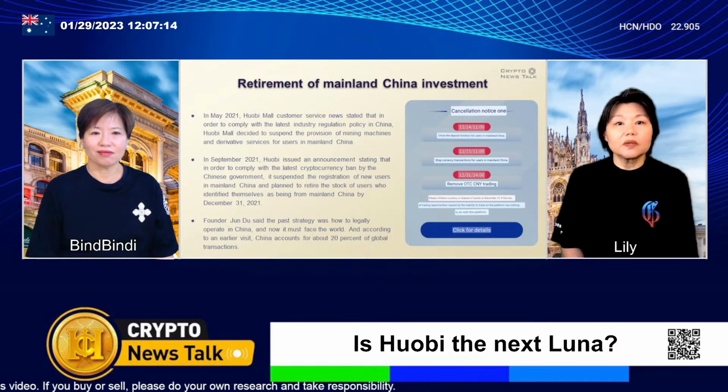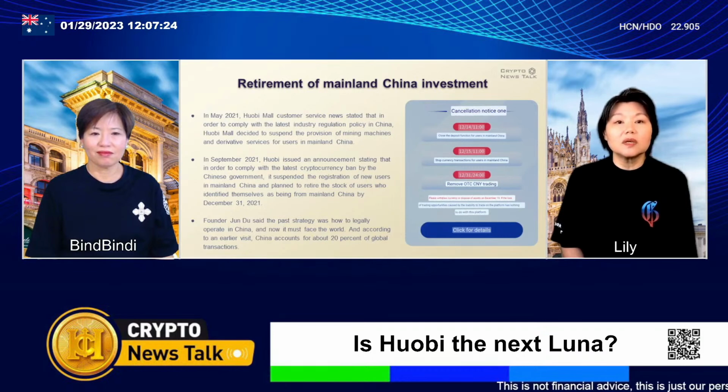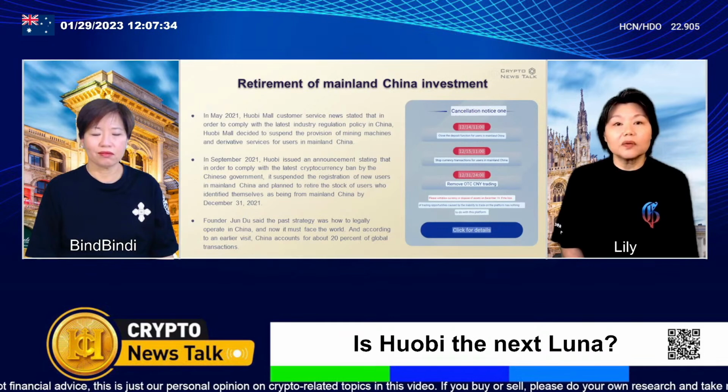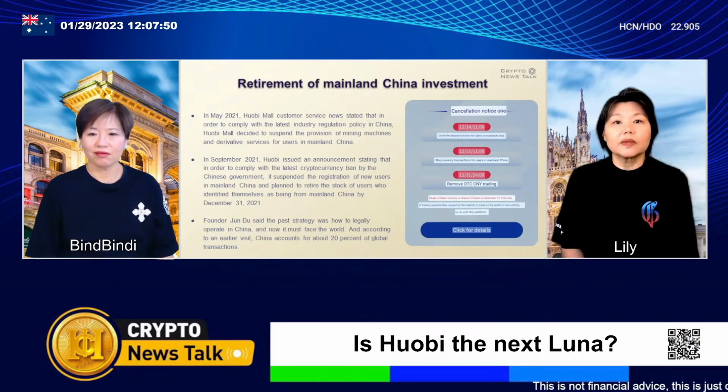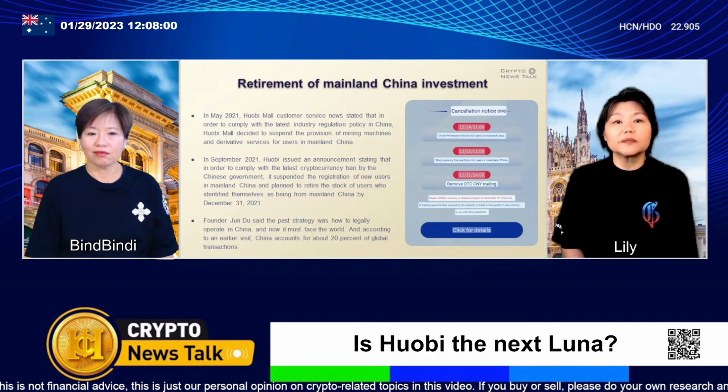In the same year, in September, it announced that to comply with the latest cryptocurrency ban by the Chinese government, it would suspend registration of new users in mainland China and retire all the existing users from the mainland by December 2021. The founder, Jun Du, said the past strategy was how to legally operate in China, but it must now face the world. So they are taking Huobi from China to the world. In an earlier period, China accounted for 20% of global transactions.